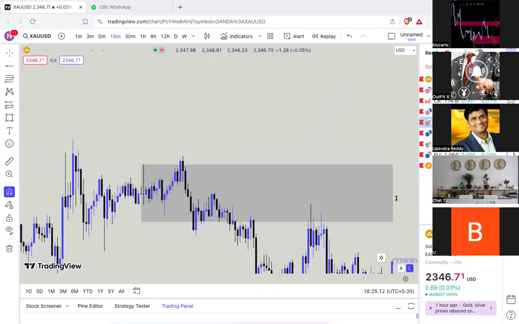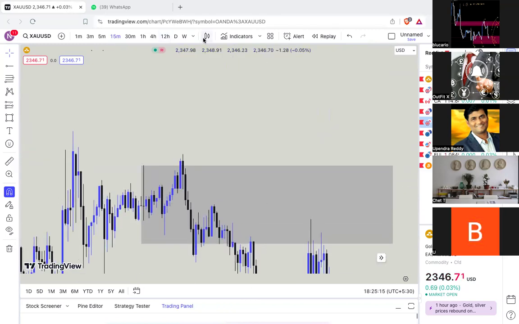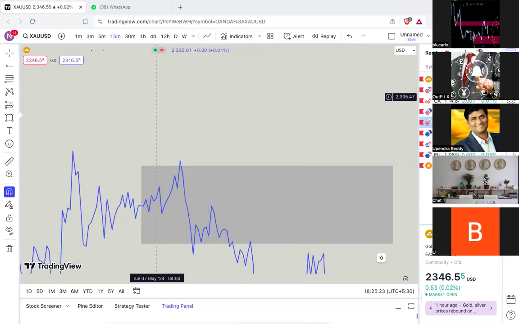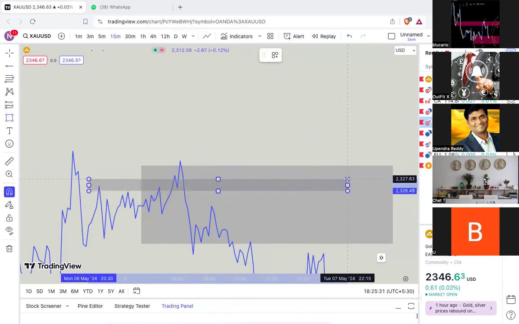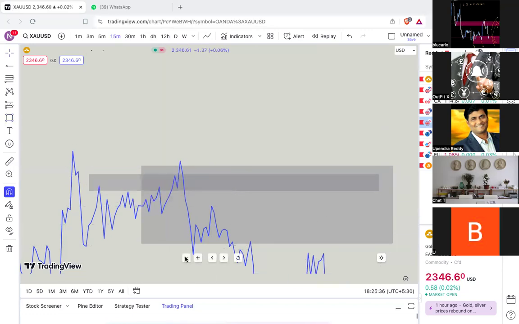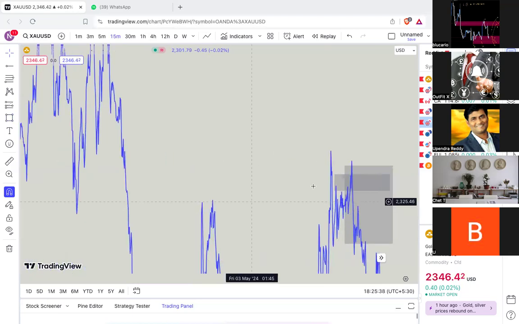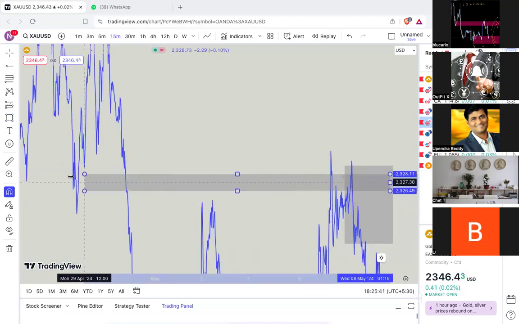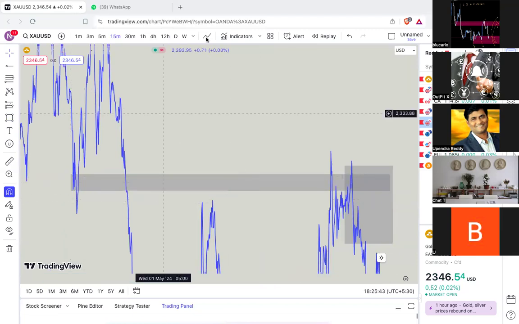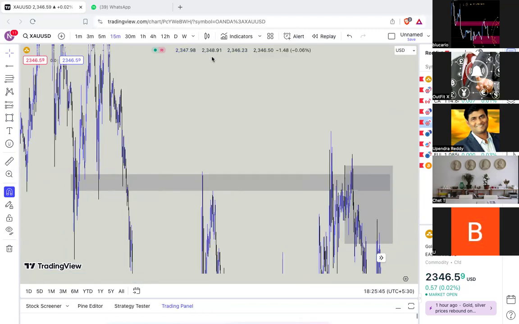Here you can mark the imaginary box either by using line chart or directly on candle chart. But for beginners, it's better if you use line chart. Line chart. And now mark an imaginary box which acts as support and resistance. Now go back to candle chart and find engulfing sell inside this.